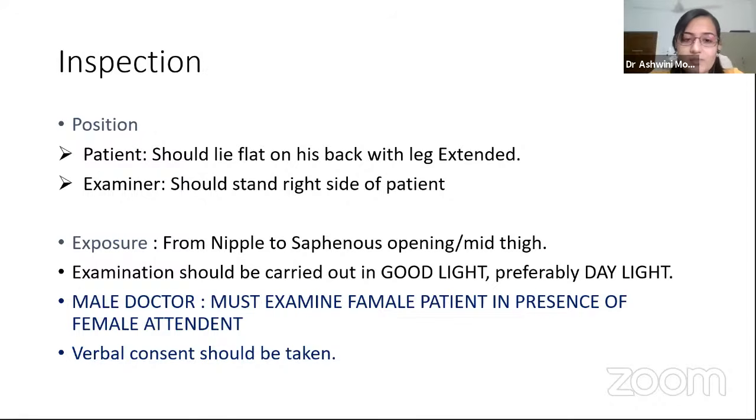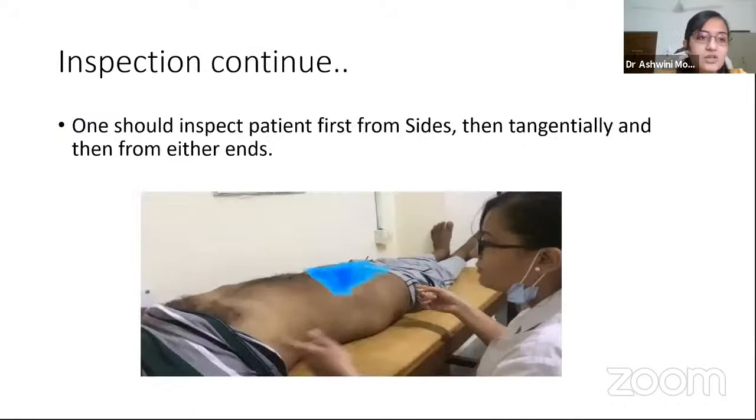We have to expose the patient so we can see all 9 regions, also both inguinal folds and all the hernial sites like femoral, inguinal, and saphenous. We can include everything in that. Examination should be carried out in good daylight, preferably. A male doctor must have a female attendant while examining a female patient. Verbal consent should be taken before any examination.